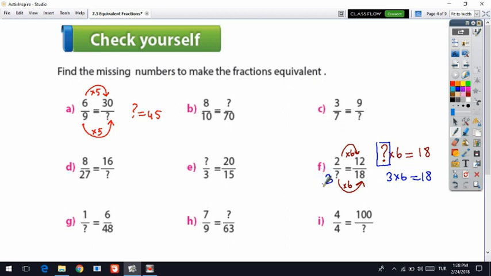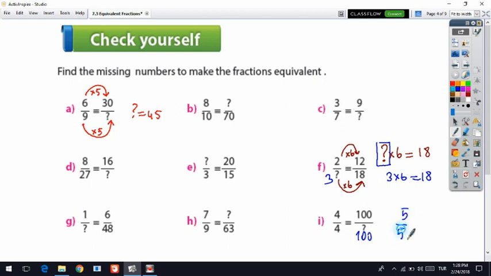Okay, next question is about 4 over 4. If the numerator and denominator are the same, if they are equal to each other, then the numerator and denominator must be the same. That's it.